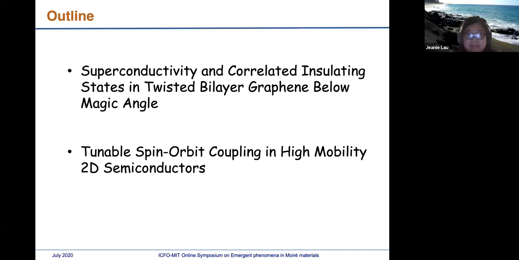Strictly speaking, what I'm going to tell you is actually not moiré yet. But if you stay to the end, I'm going to tell you why I think it's relevant for the moiré, where I see some evidence. Okay, so let me start with the first part.